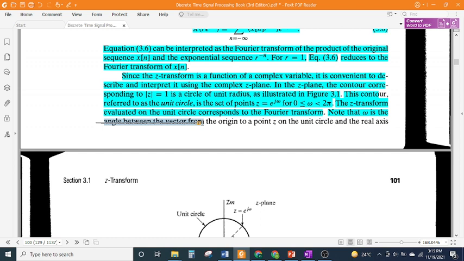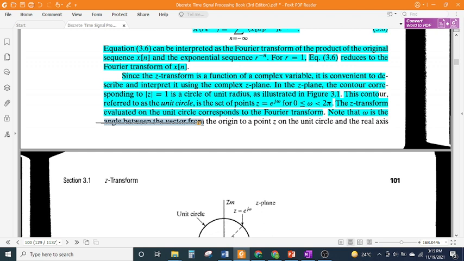As we stated in Section 2.7, if the sequence is absolutely summable, the Fourier transform converges to a continuous function of ω. Applying this criterion to Eq. 3.6 leads to the condition, the sum over n from -∞ to ∞ of |x[n]| r^(-n) being finite, Eq. 3.7, for convergence of the z-transform.